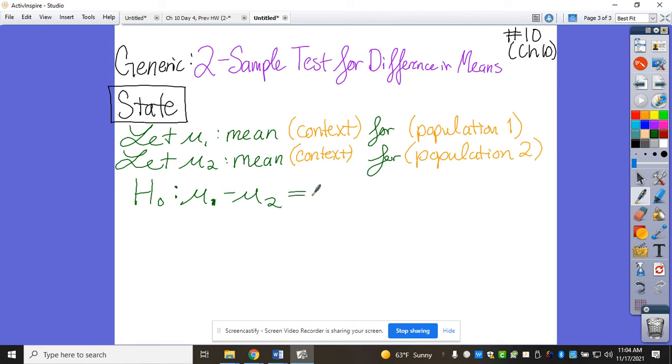Equals, and same scenario as last time. Some number goes there, but almost always we're going to use what? 0.